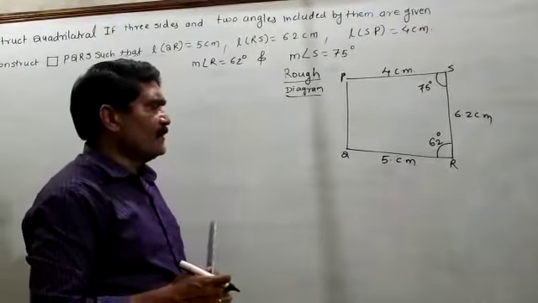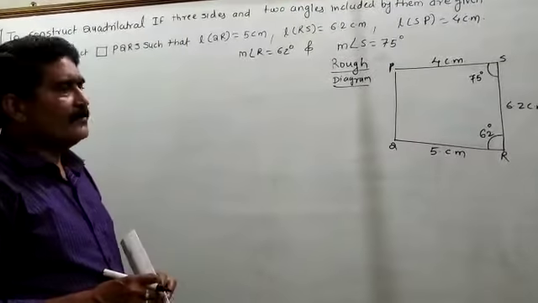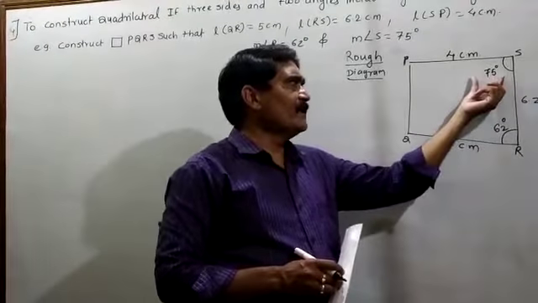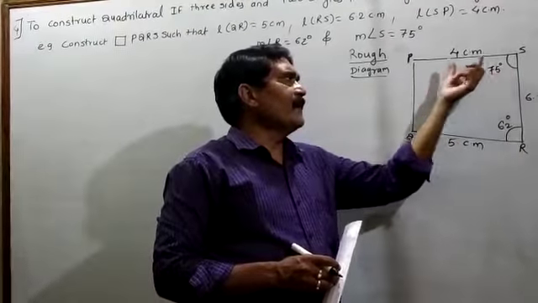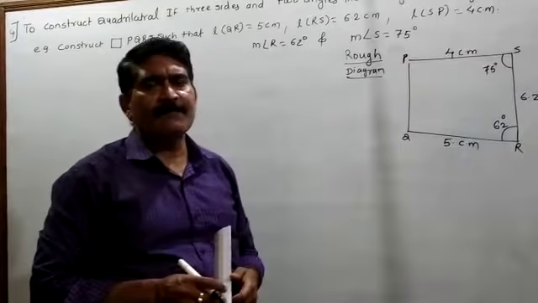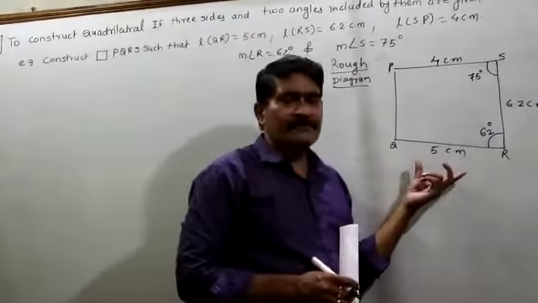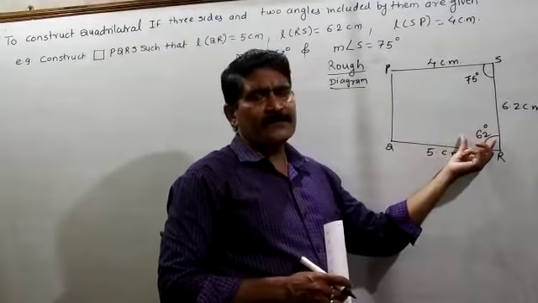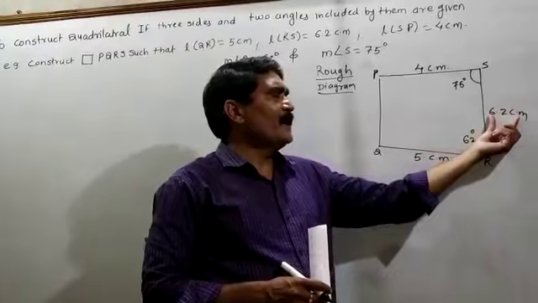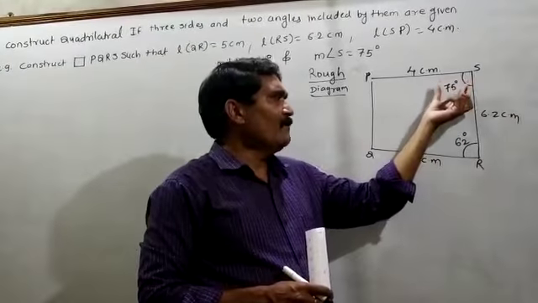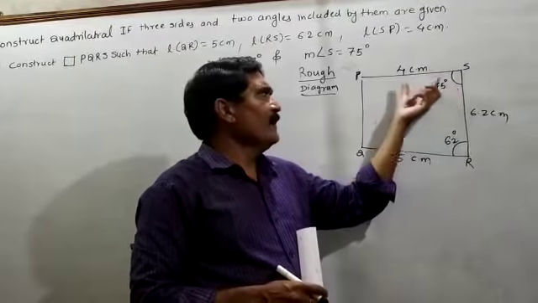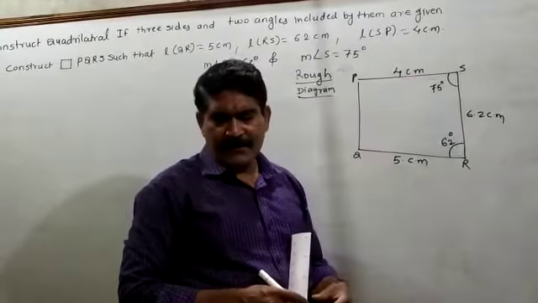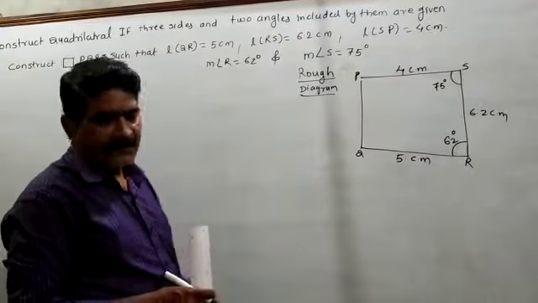If you want to construct the quadrilateral, you have to draw the base first, after that the angle, after that the 6.2 arc, after that the 75 degree angle, and after that the 4 centimeter. Step by step you have to draw. Again I will explain. First of all, draw the base of 5 centimeter. After that make the angle of 62 degree. After that make the arc of 6.2 centimeter. After that make the angle of 75 degree. After that draw the arc of 4 centimeter. In this way you have to construct the quadrilateral.